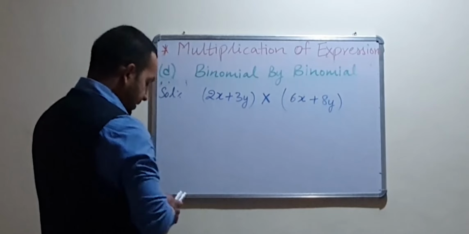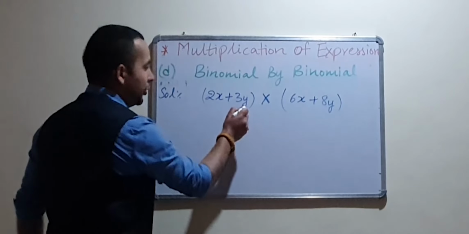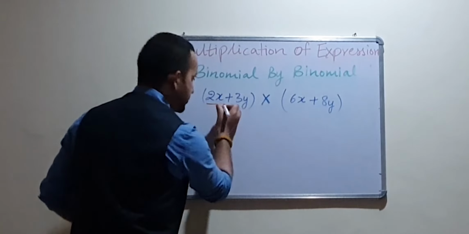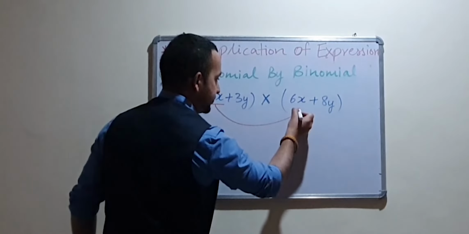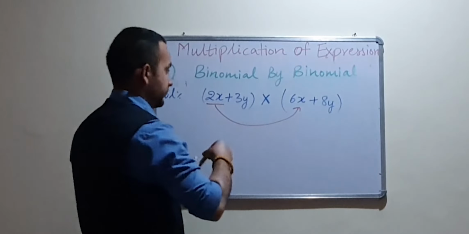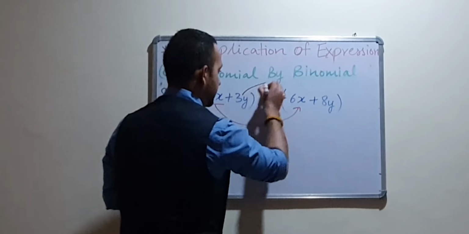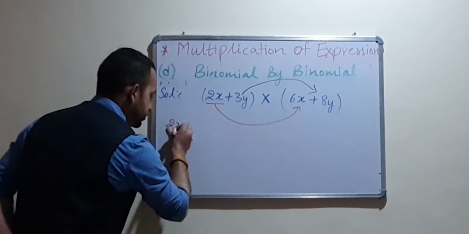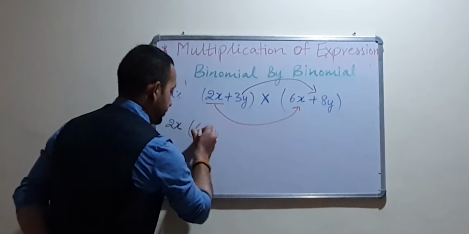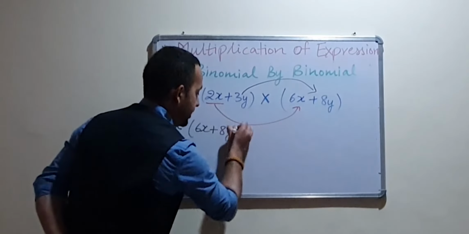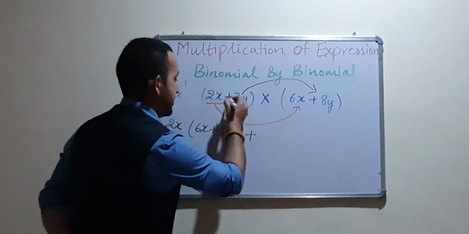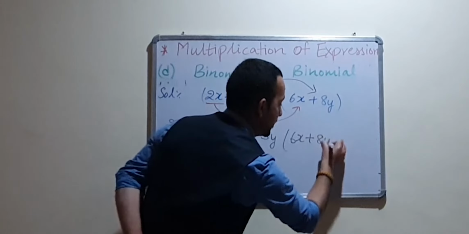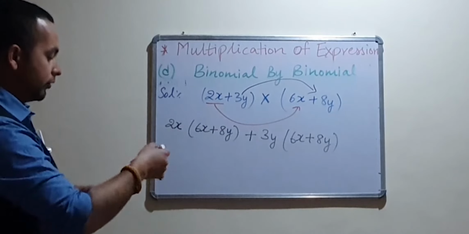Now what we will do, binomial by binomial. First of all, this 2x will multiply with this 6x plus 8y, and then this 3y will multiply with the same 6x plus 8y, right? So 2x times 6x plus 8y, and plus 3y times 6x plus 8y. So now we are going to distribute this.